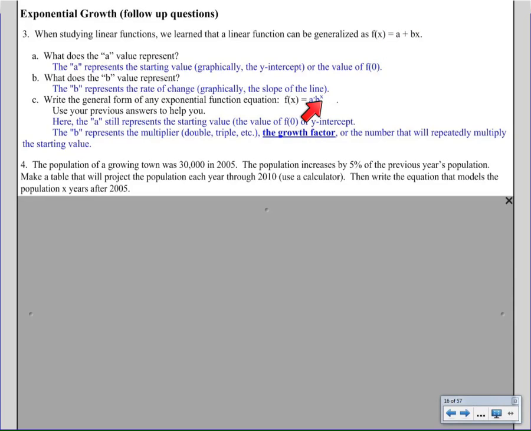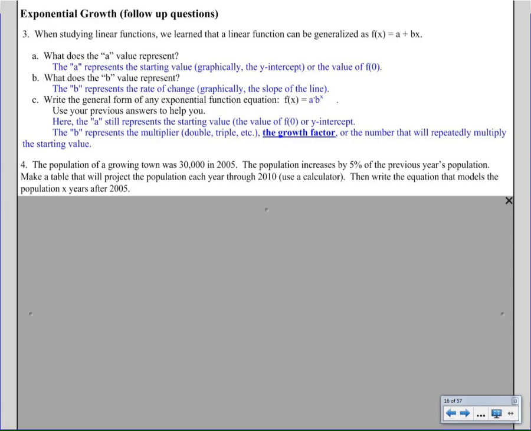This is the slope or rate of change. This isn't exactly the slope or rate of change, but it is, in fact, what we call the growth factor. That's the number that's going to be multiplied over and over again, hence the word factor. And because the function values are growing, we call it a growth factor. So if we take what we learned about linear functions and apply it to exponential functions, we can see the only major difference is we're adding the same b value repeatedly to a, and here we are multiplying the same b value repeatedly by a.